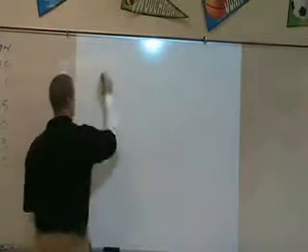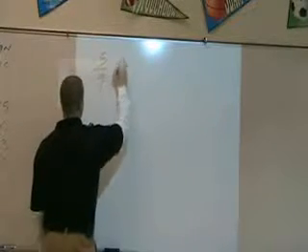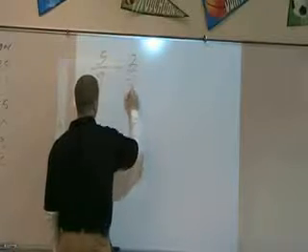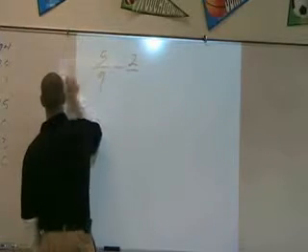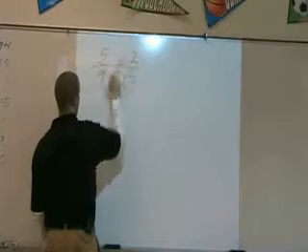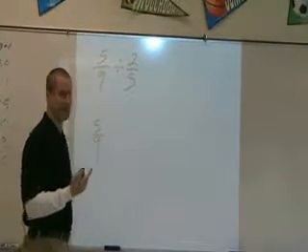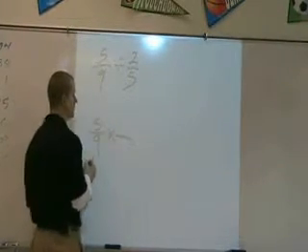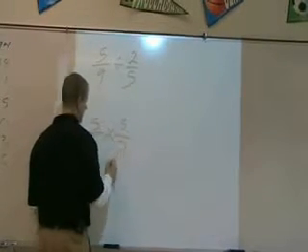Do one more example. You have 5/9 divided by 2/5. Ready? Write your first fraction. Second step would be to change division to multiplication. Finally, we flip the second fraction. So instead of 2/5, it's 5/2.